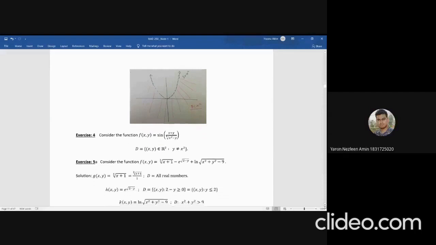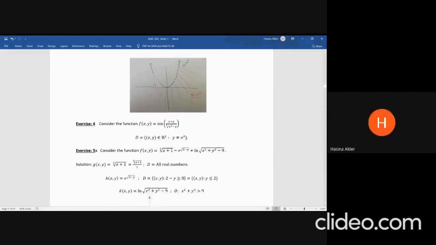Yes, miss. Okay. So understanding this graph, can you quickly give me the domain of this function? Now, instead of square root, you have 9th root. Ma'am, x squared cannot be equal to y. Other than that, all real numbers.